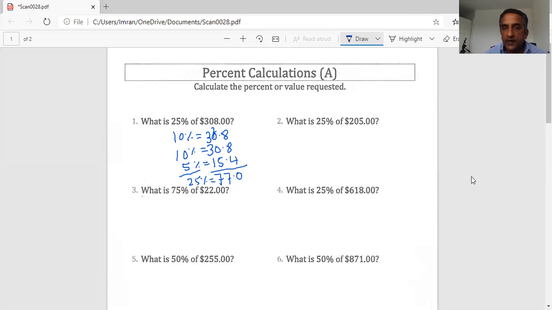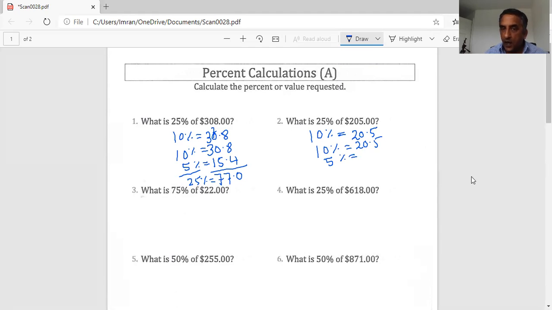Now I'm going to do the second question for you. Again, we have to find 25%. We again start with 10%. So what is 10% of 205? So for 10% of 205, we move the decimal to the left one place. So it will become 20.5. Then we find another 10%, which is 20.5. Then we find 5%.